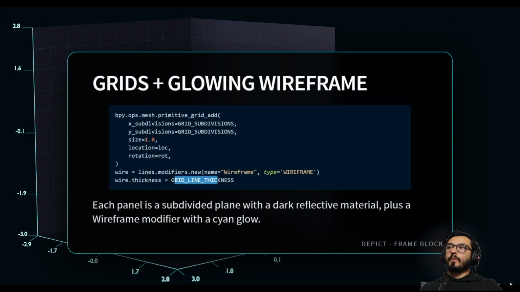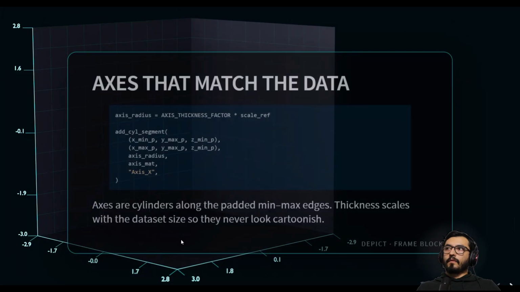And the wire thickness, we will give it also as an input, as a property parameter that we have defined at the beginning. Then we will just add the materials, and this will be everything for these 3 grids, these planes that we have.